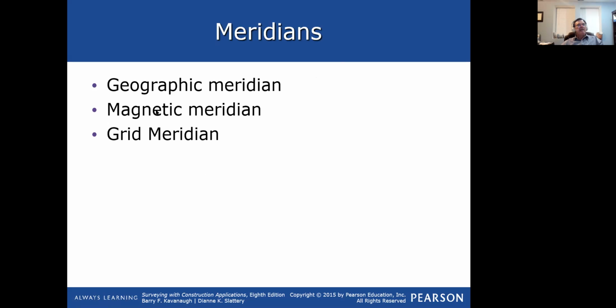So a geographic meridian is just what it says. It matches up with the longitudes on the globe, such that 0 goes through Greenwich, England, and we move east and west from there, measuring until we're on the complete other side of the earth at 180 degrees. So that's a geographic meridian.